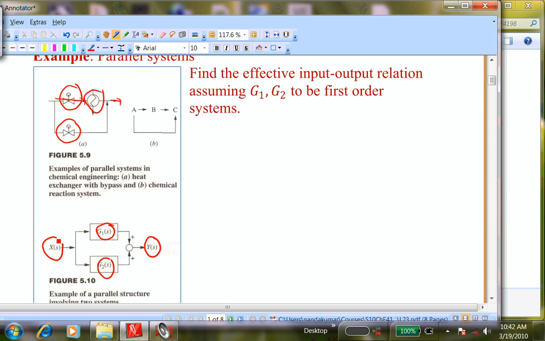Another example where you will have a parallel transfer function would be when you have reactions, in series or in parallel. In such systems, you might end up with 2 equations that eventually can be represented in this block diagram. So our task is to find the effective input-output relationship, assuming G1, G2 to be first-order systems in parallel. How would you do that?